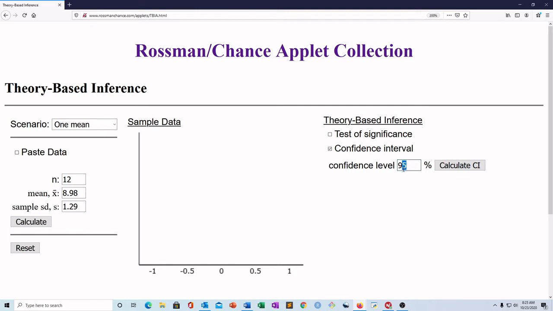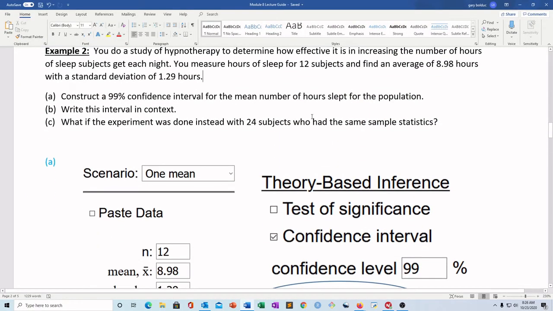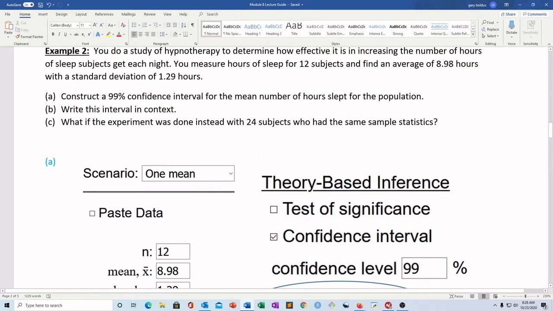I wanted a 99% confidence interval. There we go. 7.8 hours to 10.1 hours. That's it. I grab it, I put it on the sheet. Okay, so you can see here, that's my answer. B says write this interval in context. C says what if the experiment was done instead with 24 subjects who had the same sample statistics?